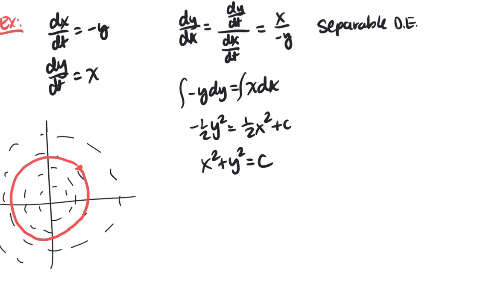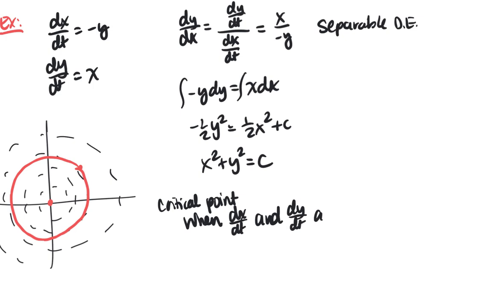And then the critical point of this would be here at 0, 0. Because if dx/dt equals 0 and dy/dt equals 0, that would mean x is 0 and y is 0. So a critical point is when dx/dt and dy/dt are both 0. And so that is at the point 0, 0. That's your critical point. Okay, so that's one way of solving systems: you can sometimes use separable differential equations.